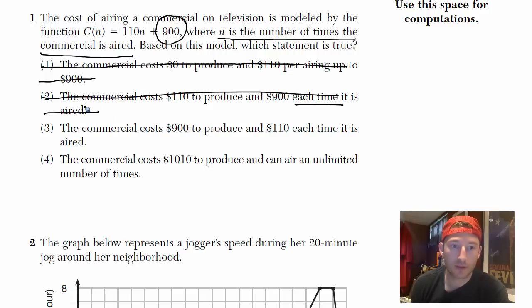2 is out. 3, the commercial costs $900 to produce, I like it, and $110 each time it is aired. Yeah, 110n, n is the number of times the commercial is aired. You've got to go with 3 in this one, all right?